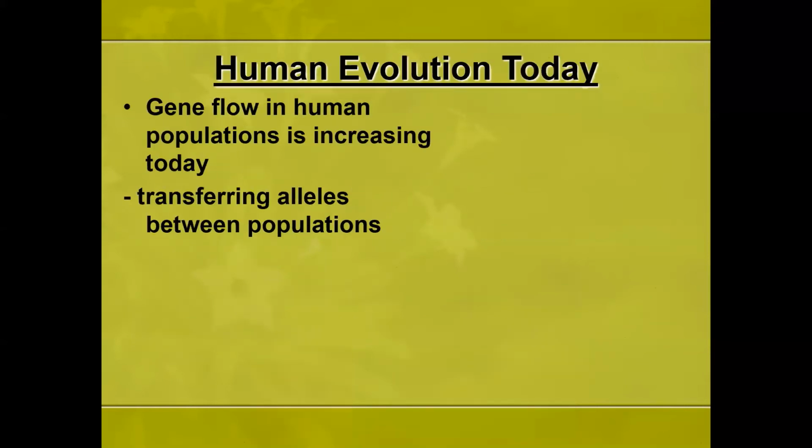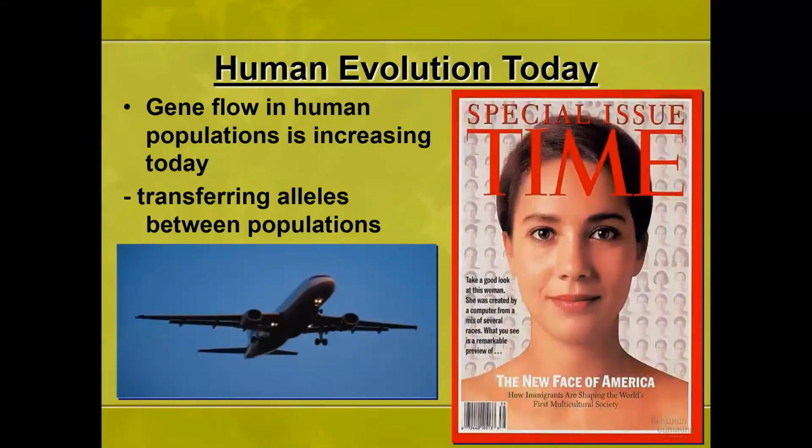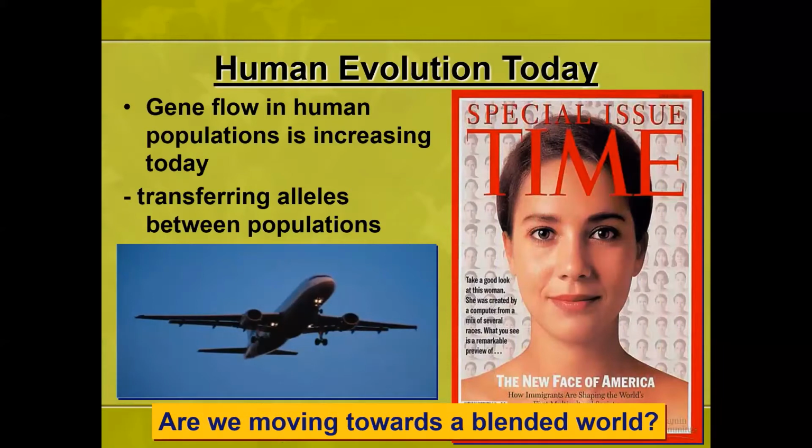So when it comes to human evolution today, once again, gene flow in human populations has increased for sure. Transferring alleles between populations, we have planes, trains, boats that have now reduced those barriers.